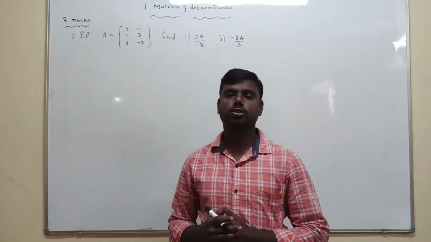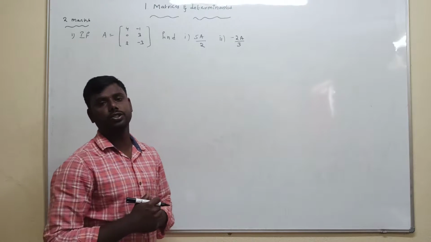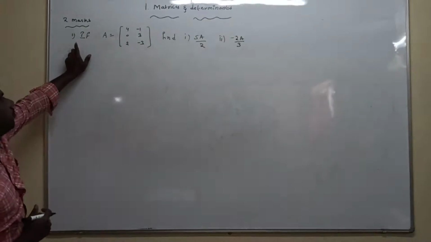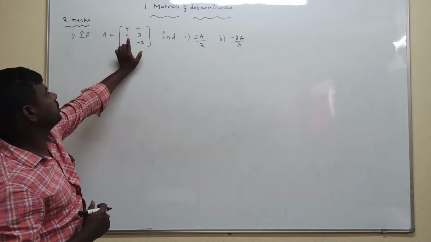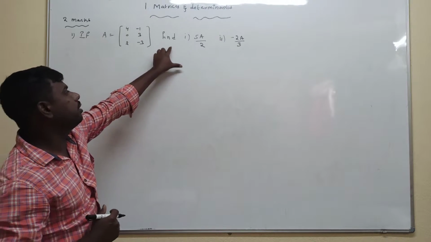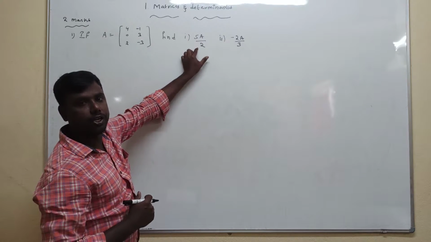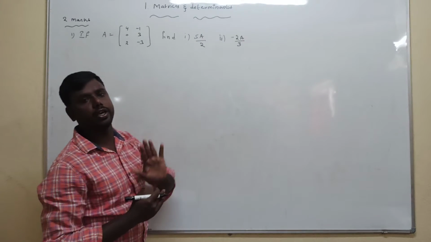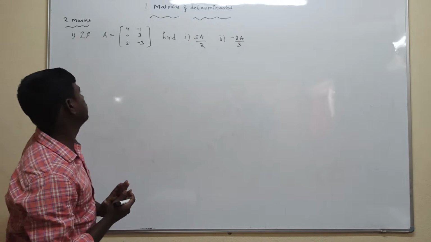The last class discussed one mass question. Today we are discussing two mass question. See question number 1. If capital A is equal to 4 minus 1, 0, 3, 2 minus 3, find 5 by 2 into A. We need to calculate 5 by 2 into A matrix, and the second one is minus 2 by 3 into A. How to find 5 by 2 into A, you can check it once.